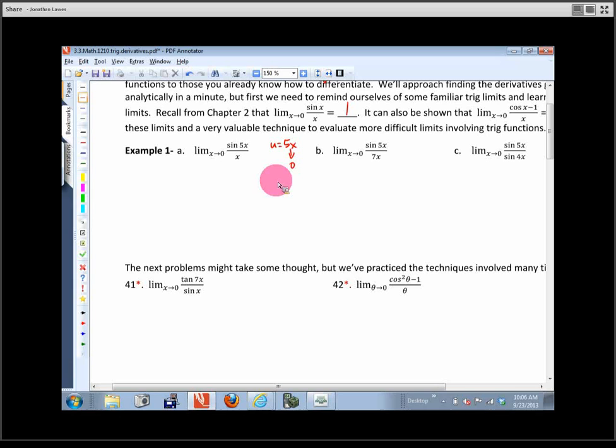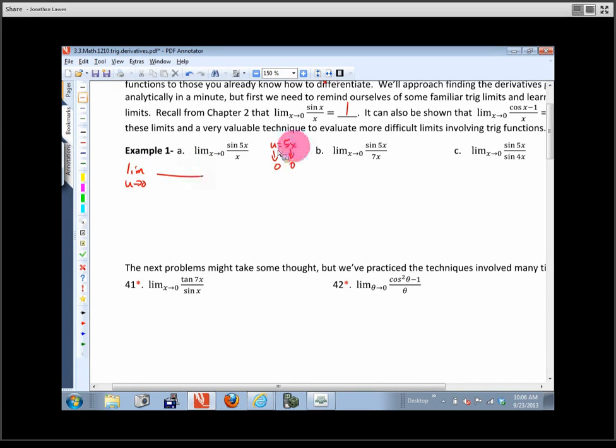5 times 0 also approaches 0. Or 5 times x also approaches 0. Okay? Well, if this approaches 0, and these two things are equal to each other, then that must also approach 0. So what we're going to do is change the variable of the limit. So I'm going to change this to the limit as u approaches 0.